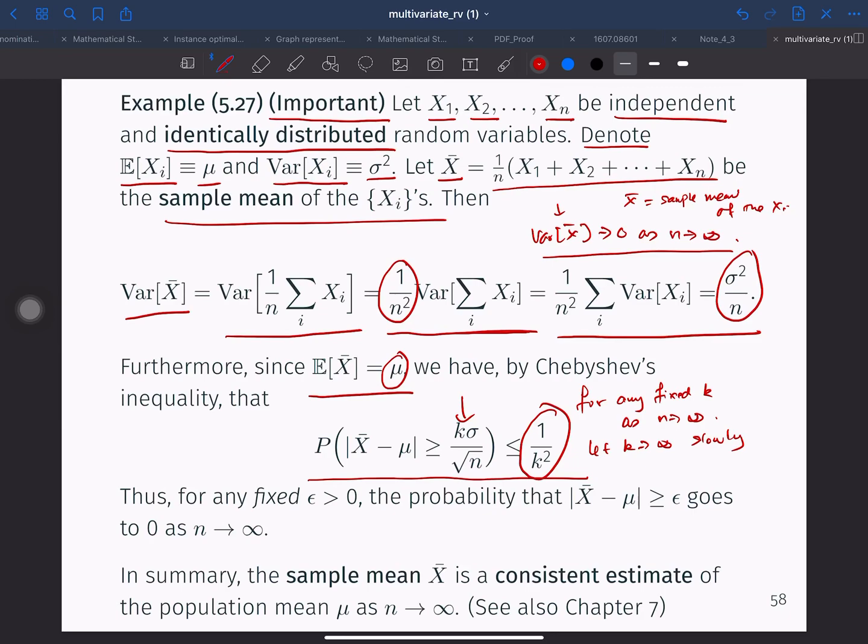So in summary, for any fixed epsilon bigger than 0, the probability that the sample mean is bigger than the true population mean by at least epsilon, that probability goes to 0 as you have more and more samples. So in summary, the sample mean is a consistent estimate of the population parameter mean, mu.